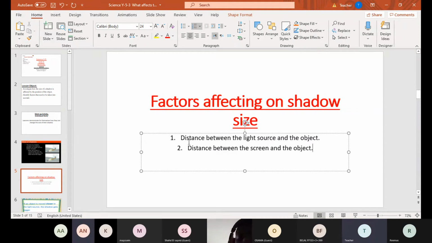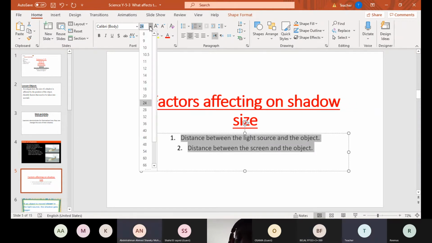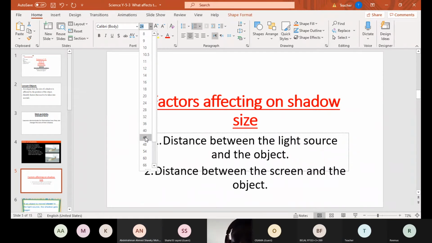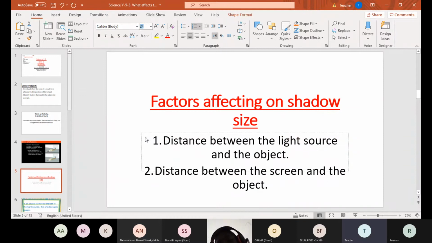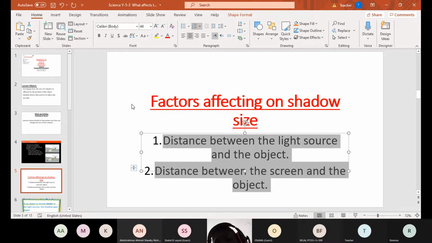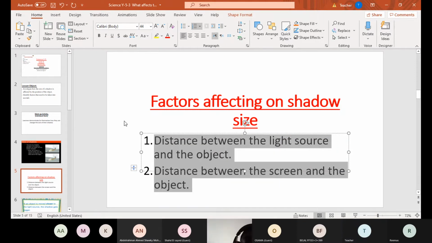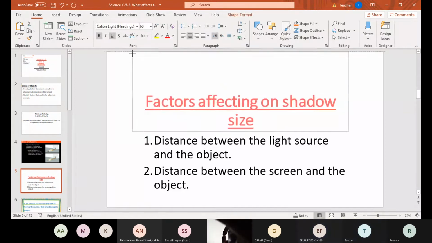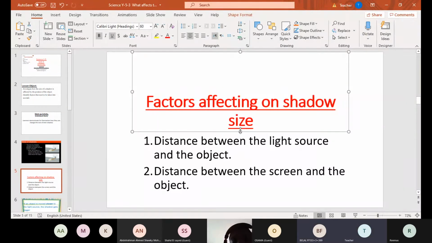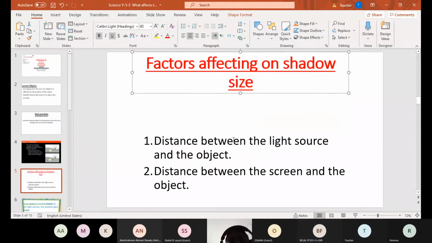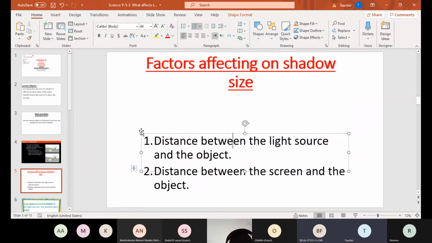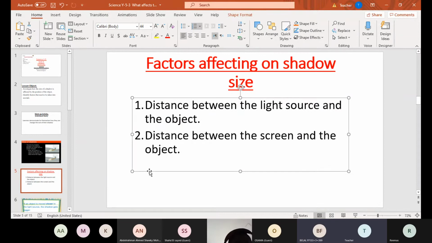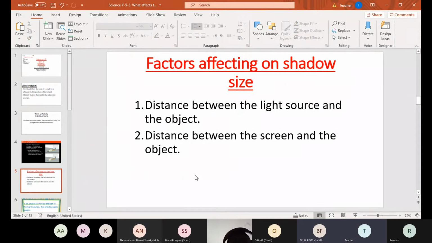Miss, can you make it bigger? I can make it bigger. Don't worry. Thank you. Is it clear, Abdul Rahman? Okay. Yes, Bilal, you want to say something? Is it okay, the size?